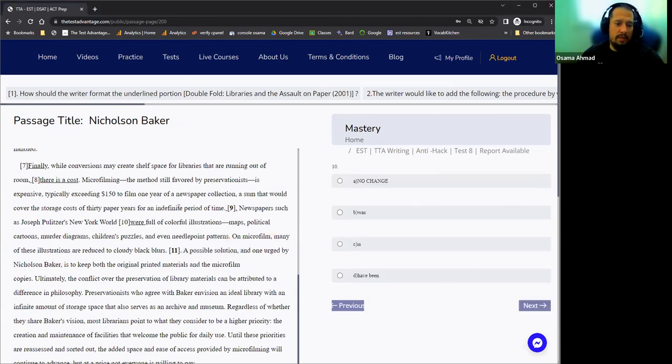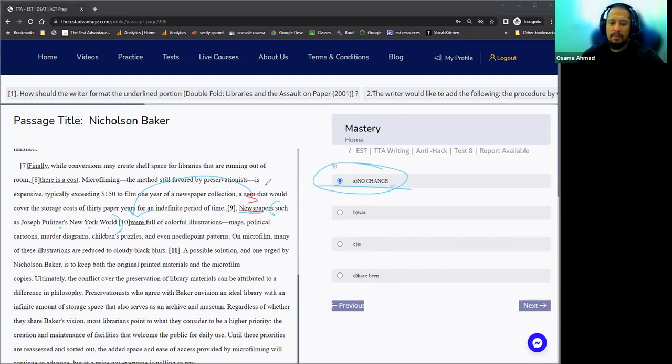Question number 10. If you have any questions, please ask. Newspapers such as Joseph Pulitzer's New York World, newspapers were A. What's the problem? Such as is not the main phrase. This is the subject. Newspapers. Newspapers. All right. Anybody else want to fight? Let's go.